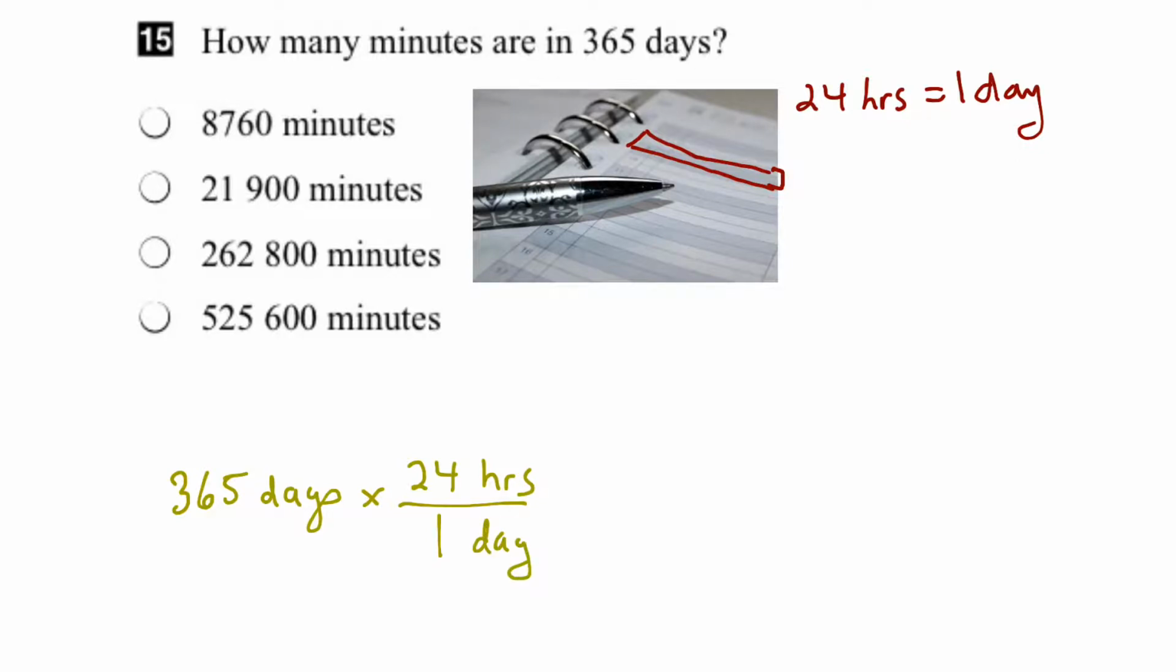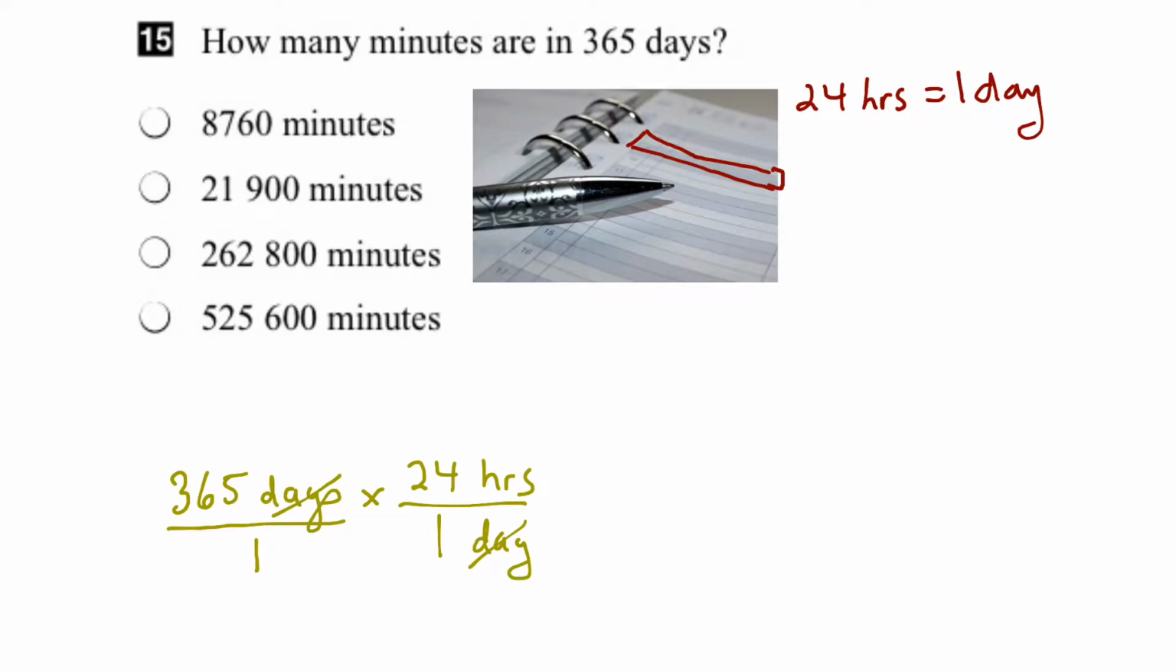And our starting point, the 365 days, we can also write as a fraction. We can say that it could be over 1. And what we'll notice is the days will cancel out, and we're left with hours. But we're not there yet. We need to get to minutes.